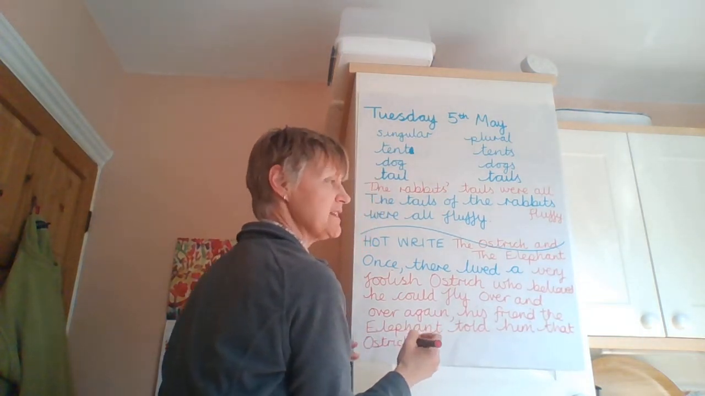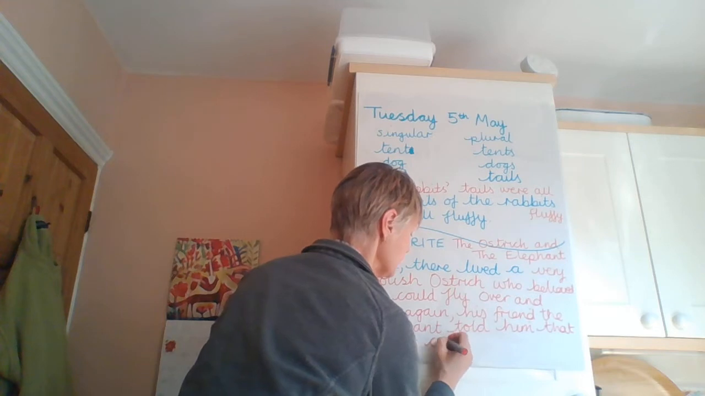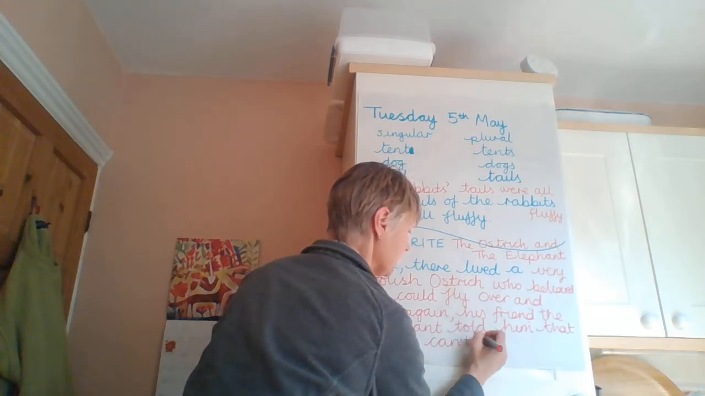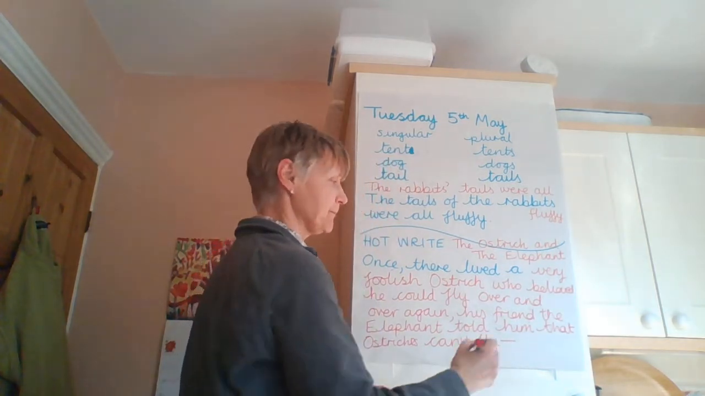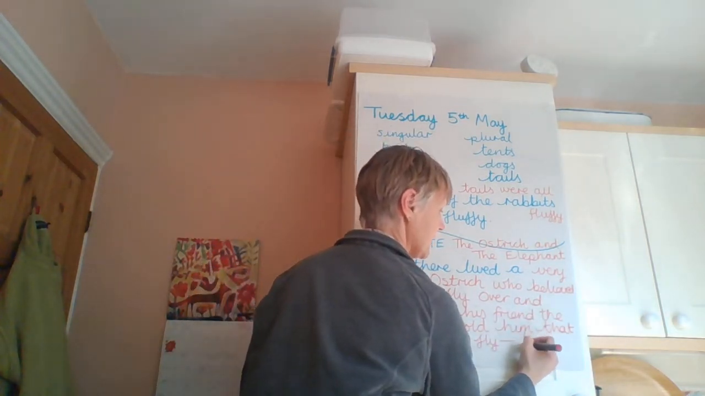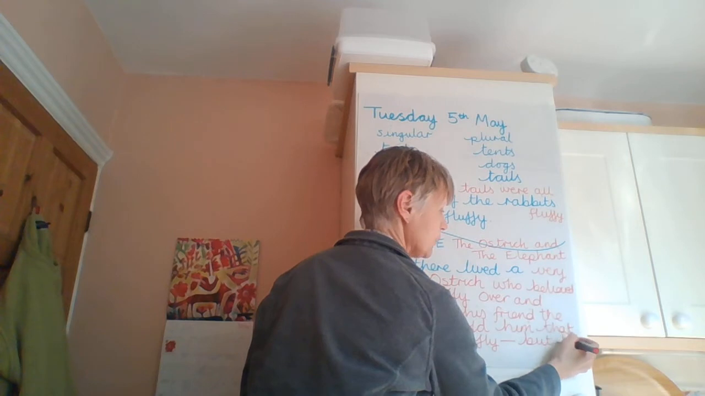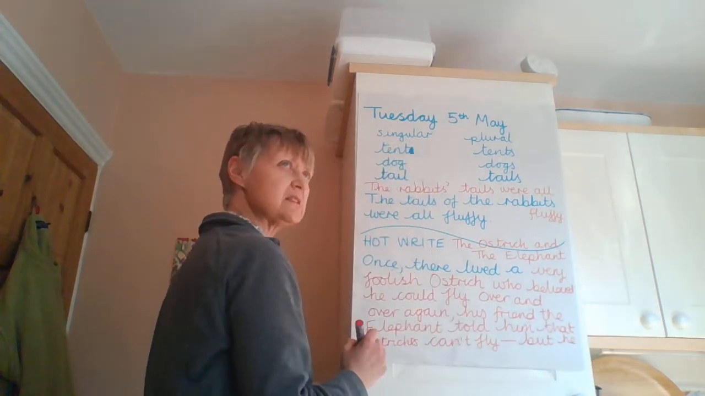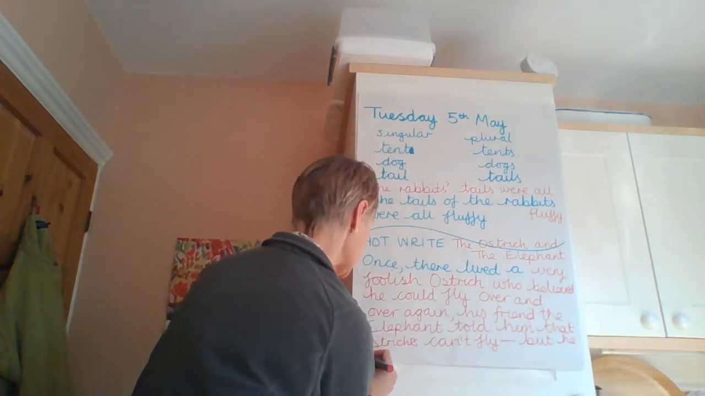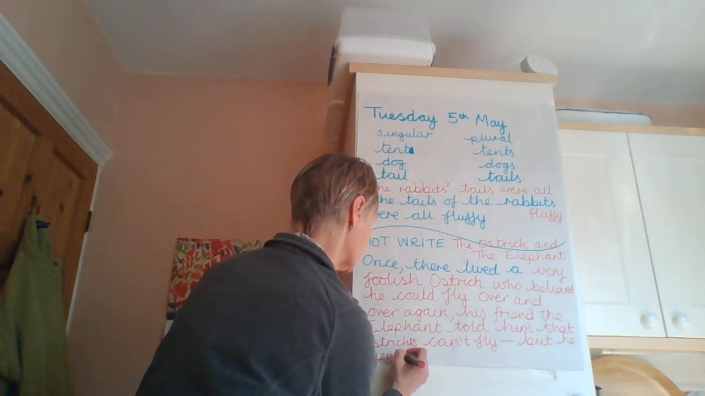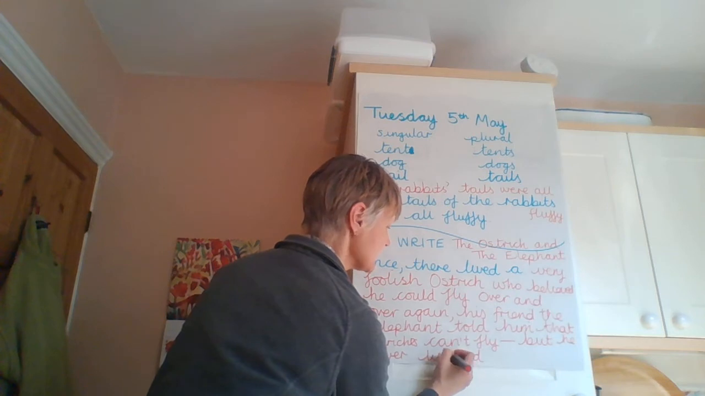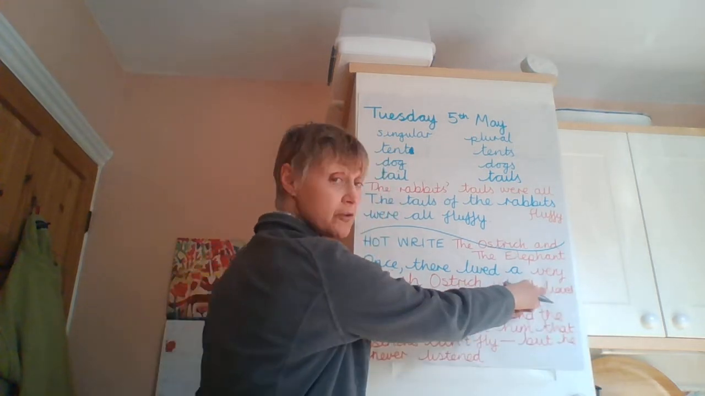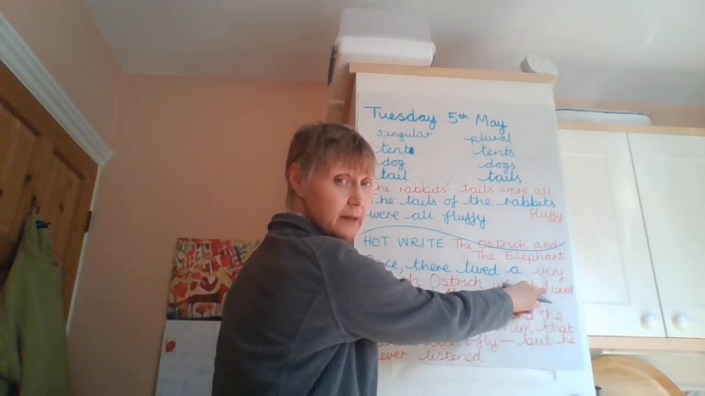Getting apostrophe crazy. Ostriches can't fly. I'm going to put a line there, but he didn't believe him. He never listened to him. And the reason why I put listened, instead of believed, is I've already used believed, and I don't want to use the same word again.